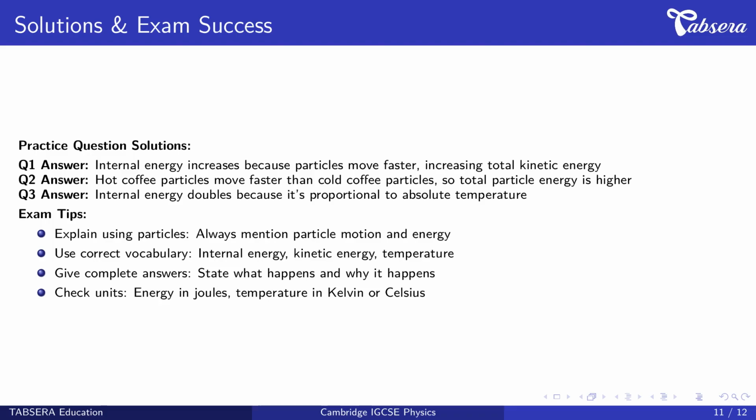Let's review the solutions. For question 1, the answer is, internal energy increases because particles move faster, increasing total kinetic energy. This is correct because internal energy is the sum of all particle energies, and higher temperature means faster particle motion. For question 2, we explain, hot coffee particles move faster than cold coffee particles, so total particle energy is higher. This demonstrates understanding that temperature differences reflect particle motion differences.